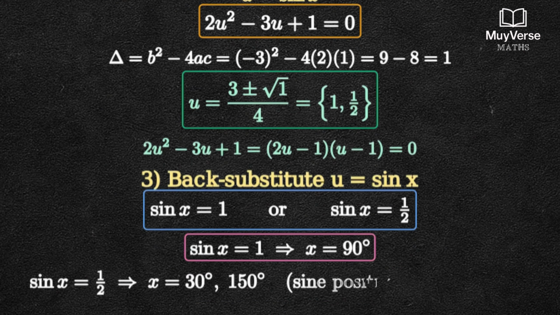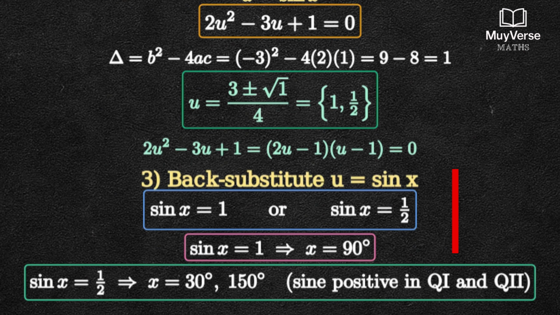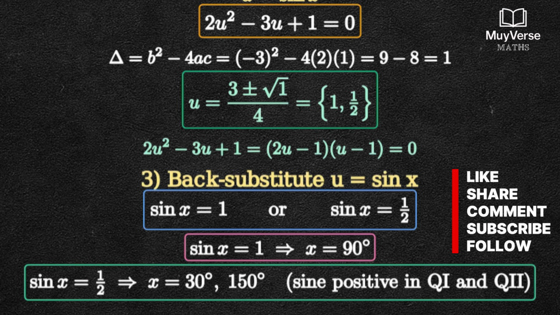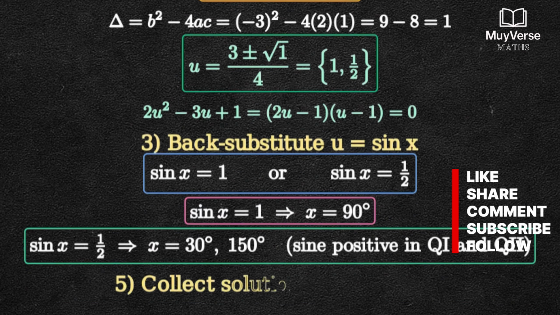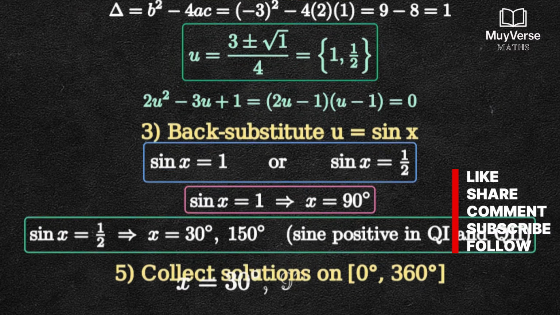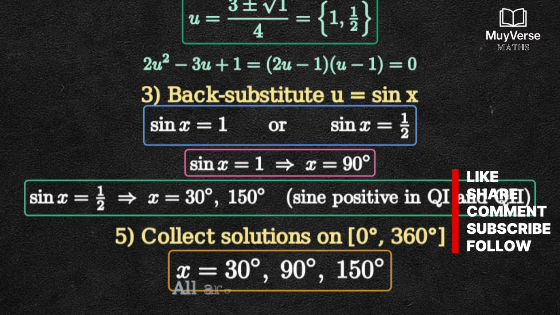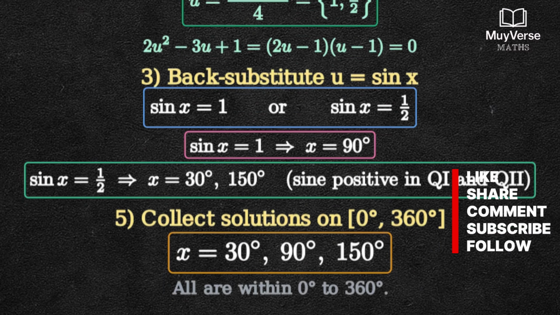For sine x equals 1/2, sine is positive in quadrants 1 and 2. The reference angle is 30 degrees, so the angles are 30 degrees and 150 degrees. Step 5. Collect all solutions in the interval. Therefore, x equals 30 degrees, 90 degrees, and 150 degrees.